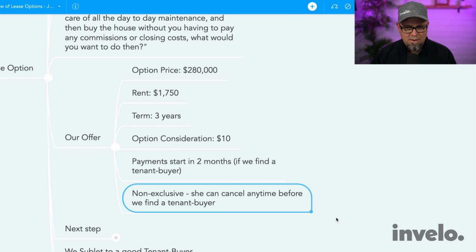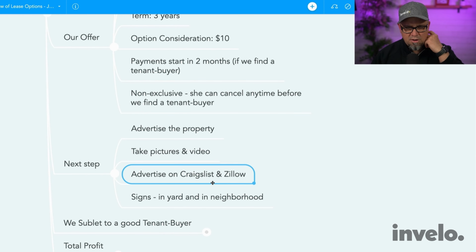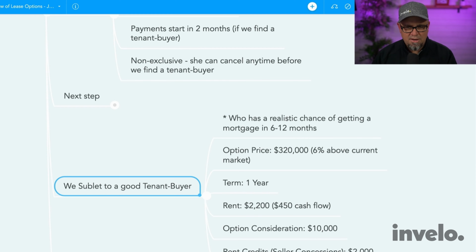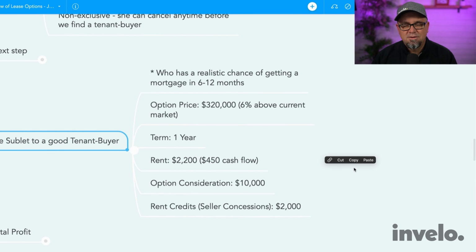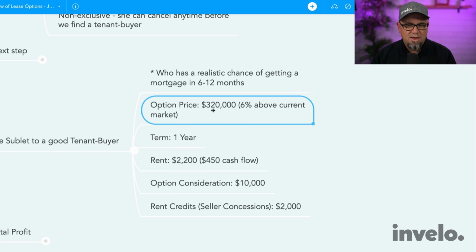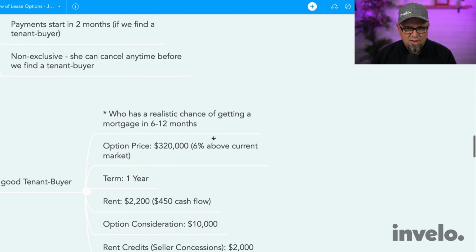Make sense? So then the next step is you advertise the property. Take pictures, video, put it on Zillow, Craigslist, signs in the yard, etc. And then you sublet it to a tenant buyer who has a realistic chance of getting a mortgage in 6 to 12 months, 1 or 2 years. And we're going to set the option price at $320,000. Remember, we're buying it for $280,000. We're going to sell it for $320,000 for 1 year.